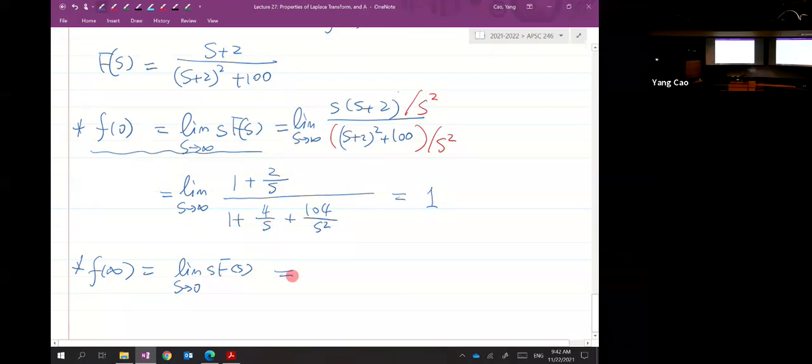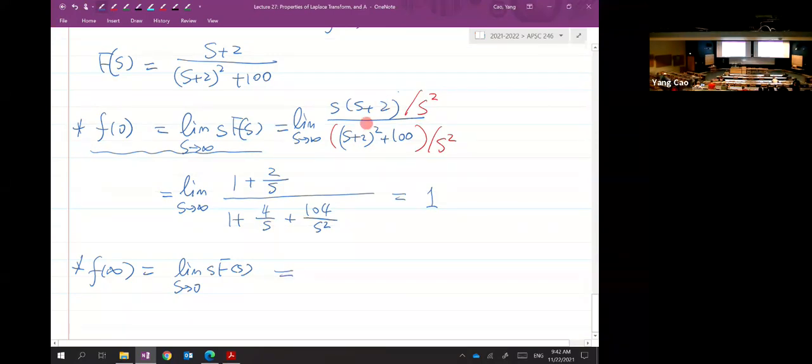And this one is actually pretty straightforward. You can simply replace the s with 0 for both the numerator and denominator. In the numerator, you replace s with 0, you end up with 100. In the denominator, you replace s with 0, you end up with 0. So you just get a 0, right? So this is the property.